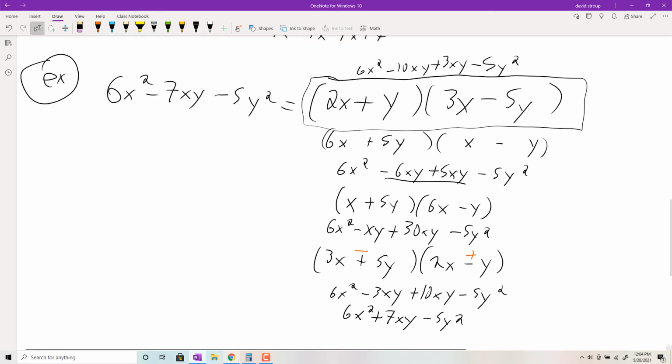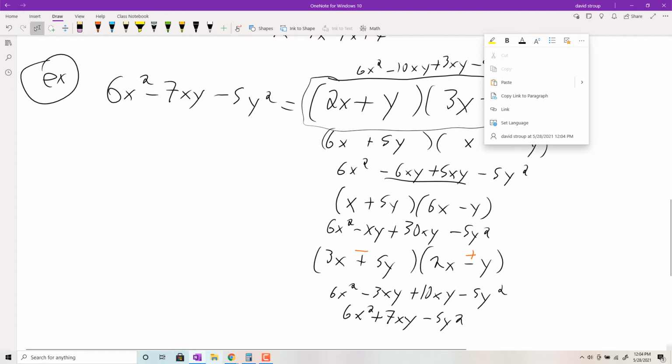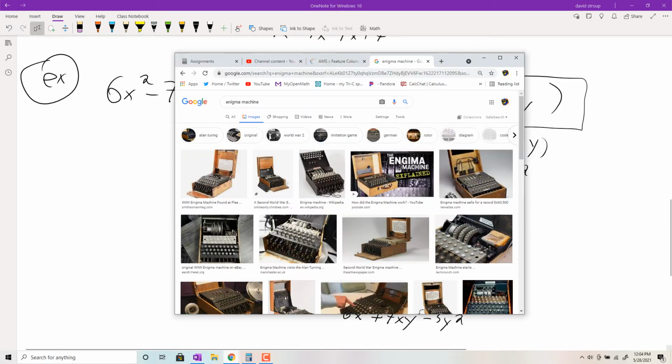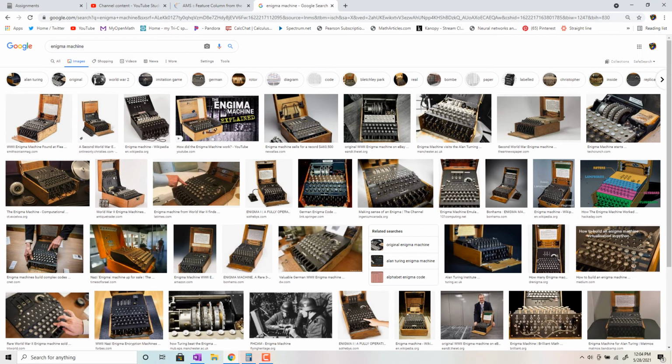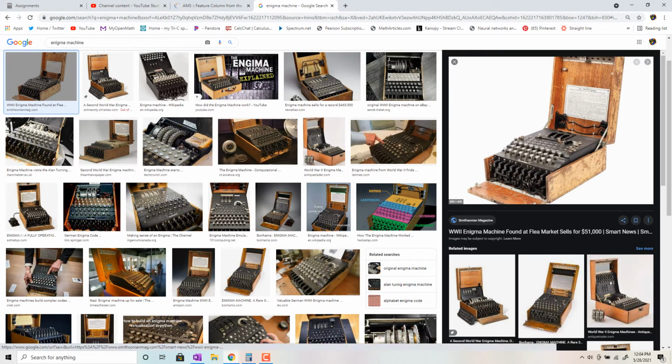In World War II that was a big thing, trying to break codes. The Germans had this thing called the Enigma machine, which looks like this guy right here. Okay, so they would type in their message, and there'd be these rotors in there, and they would spin, and it would spin every time you type in a letter.